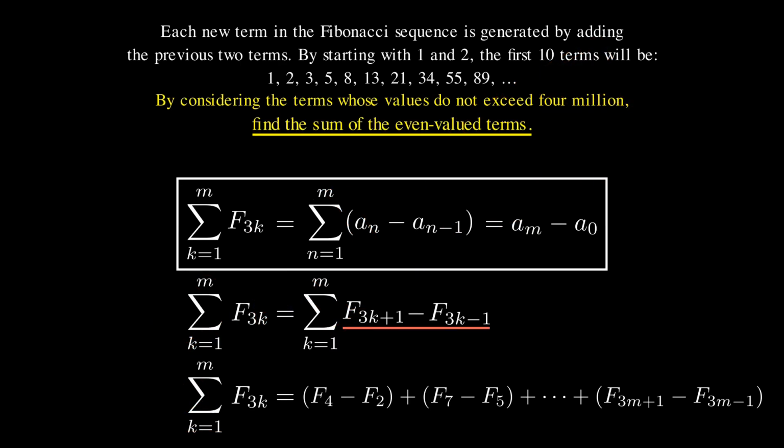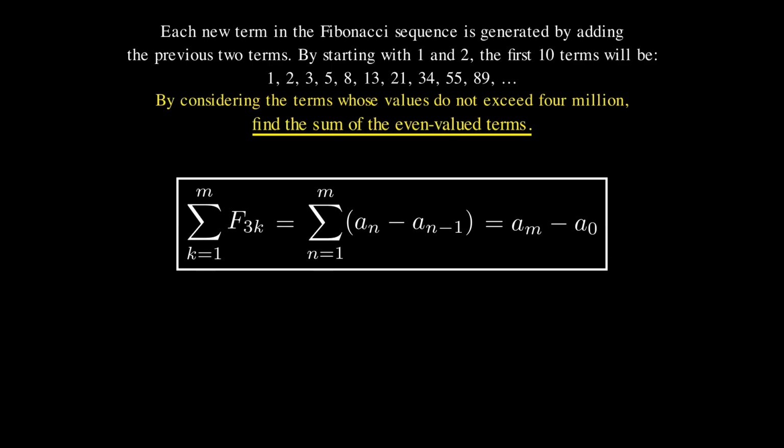All right, the issue here is that the difference of terms was terms that were off by 2, so 3k plus 1 and 3k minus 1, but our sequence is actually every third term. So this isn't the difference of consecutive terms for us. We need to find something that's the difference of consecutive terms, meaning off by 3.